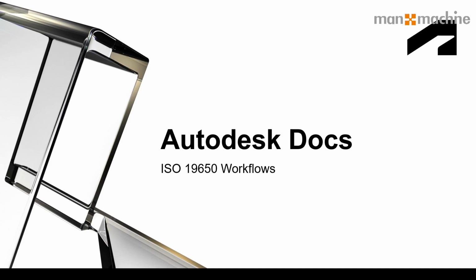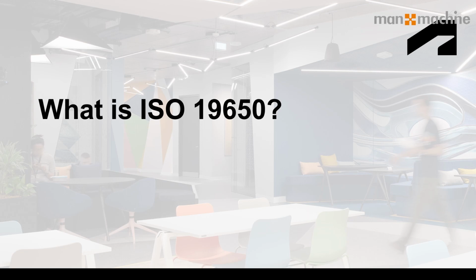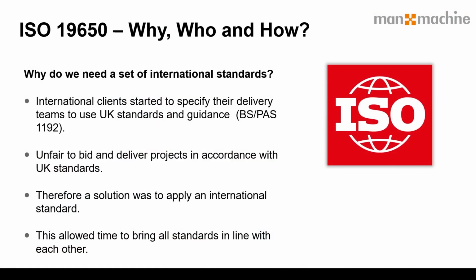So if we look at Docs in an ISO 19650 workflow, first of all we need to understand what ISO 19650 is. So I guess my question is, why? Well, basically we have a lot of international clients across the world who are specifying delivery teams to utilise the UK's PAS 1192 suite of documents and the BS 1192 standards as well. Now, as part of this, they felt it a little unfair and therefore suggested an international standard was produced, from which the ISO 19650 was born to bring all the standards in line with each other, therefore allowing everyone to work across projects globally without having to apply or adopt different standards across the different projects.